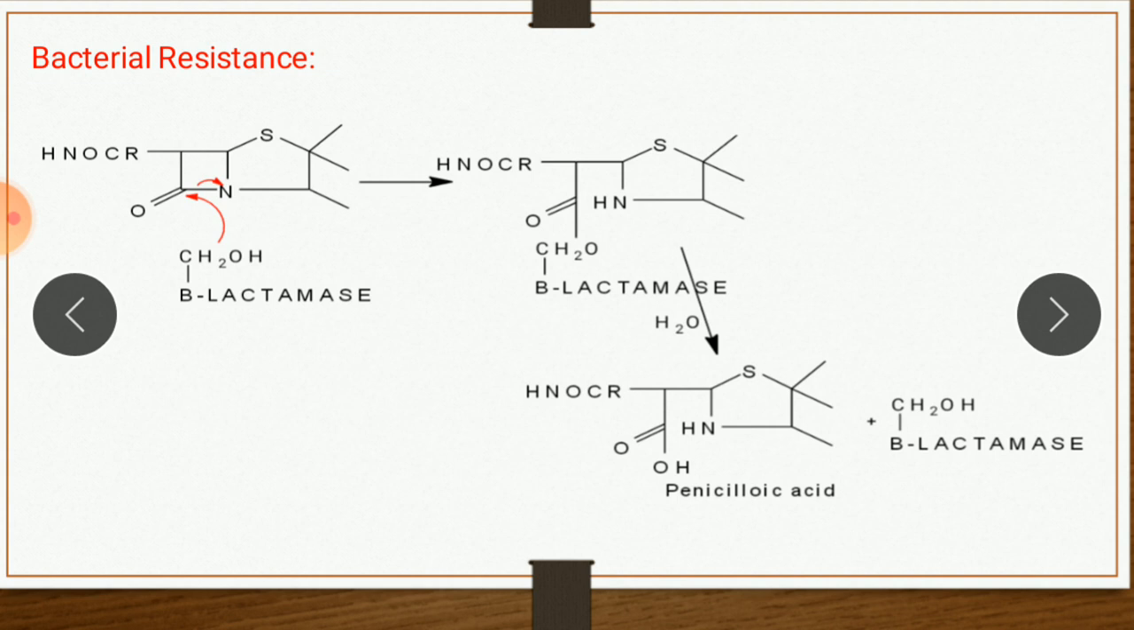So that is about bacterial resistance. The important reaction is where the beta-lactamase enzyme attacks the beta-lactam ring and converts it into penicilloic acid, and the acylase enzyme attacks the side chain of penicillin, and is used in the preparation of 6-APA. So that is about bacterial resistance.